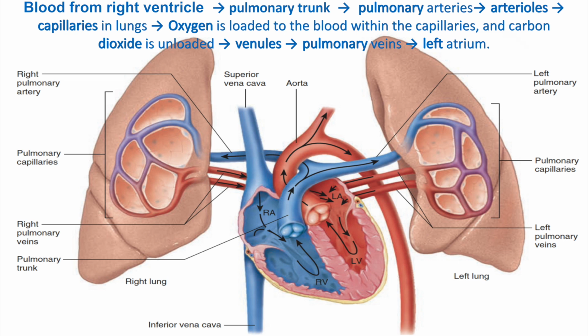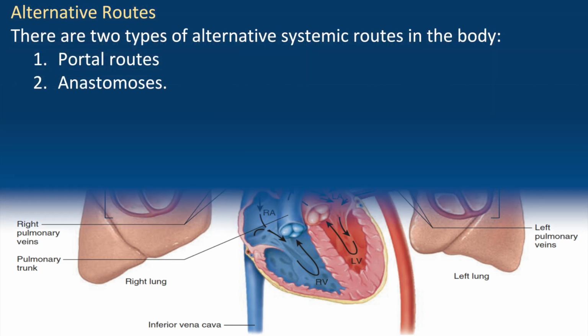The blood leaves the heart's right ventricle to travel through the pulmonary trunk to pulmonary arteries, to arterioles, then to capillaries, covering air sacs in the lungs. Oxygen is loaded to the blood within the capillaries and carbon dioxide is unloaded. From these capillaries, blood travels through venules to pulmonary veins to the left atrium of the heart.